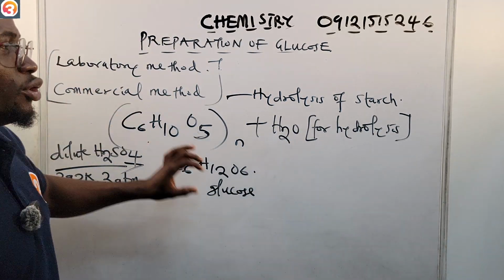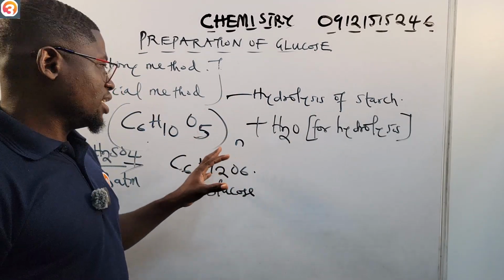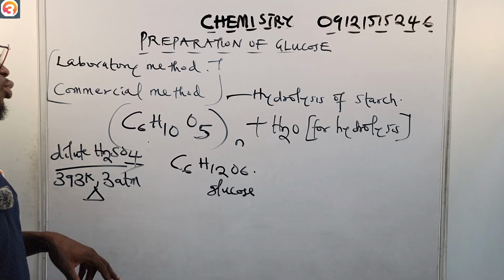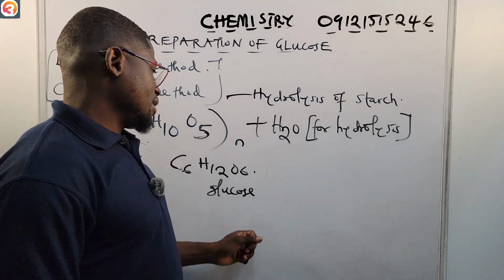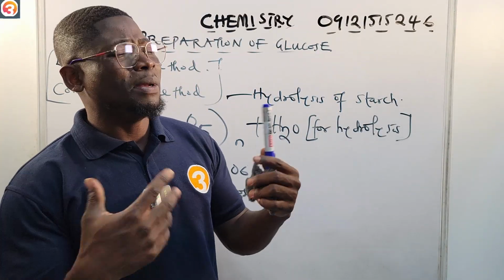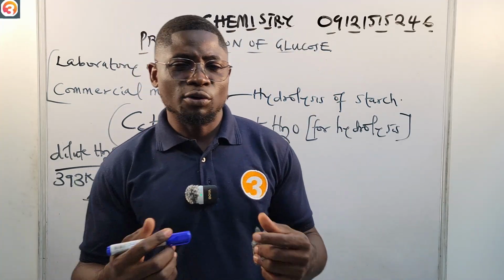Now, for the commercial method, what we do is hydrolysis of starch. When we perform hydrolysis of starch, what we get is glucose, under these conditions: dilute H2SO4, 393 Kelvin and 3 atm. We apply heat, we get our glucose. So this is where we are going to stop as it pertains to the preparation of glucose. In the next class, we'll look at the reactions that glucose undergoes.